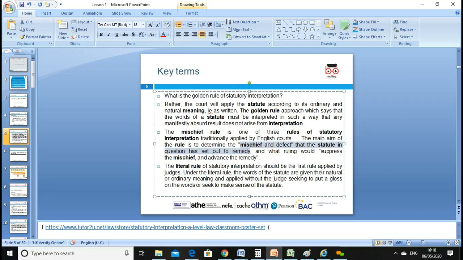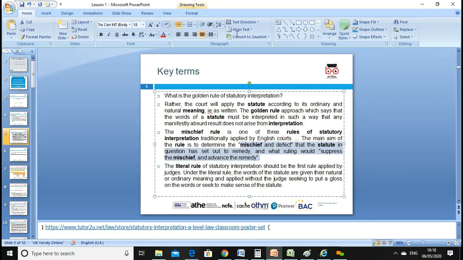So the rule which would guide us about the remedies: what will the remedies be if we don't fulfill it? How can we settle it? What ruling would the mischief rule give to advance remedies? So that is where all the remedies come in under this, which we'll go through further.